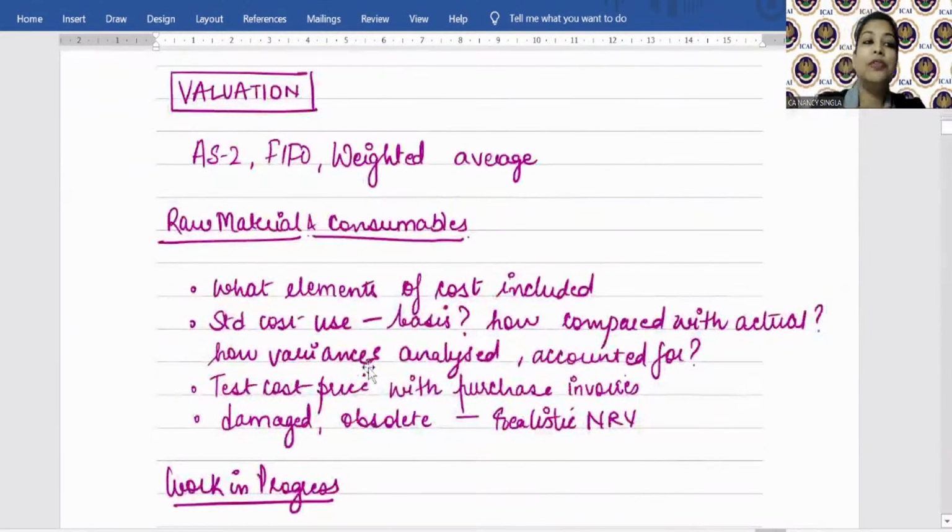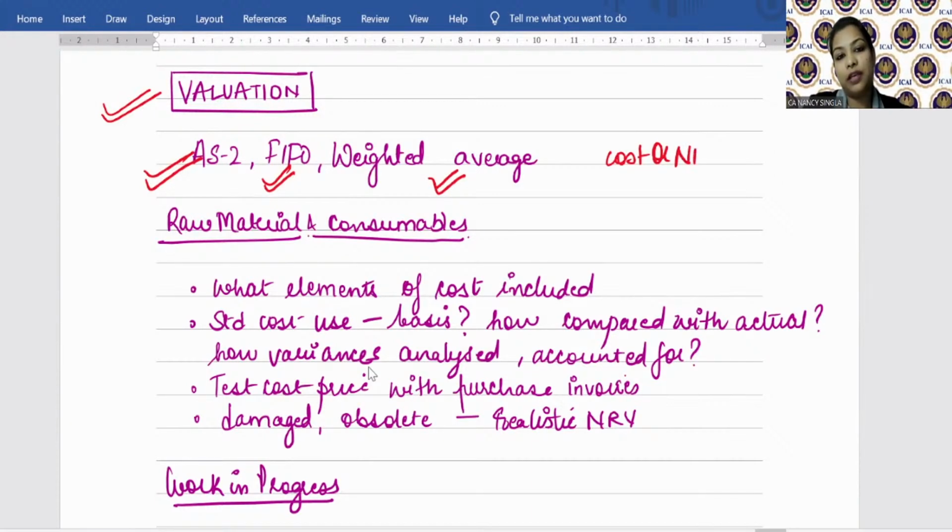Okay? Now, with respect to valuation, as you all have already answered, AS 2 is there, whereby FIFO or weighted average is allowed, and cost or NRV, whichever is lower. Right? Now students, when the auditor has to verify the valuation assertion, what is meant by that? Basically, the value at which the inventory of raw material, of work in progress, or of finished goods is appearing in the balance sheet. The auditor will now check whether it is actually so, whether that calculation, whether that valuation is correct or not.